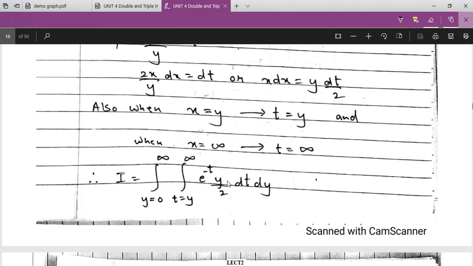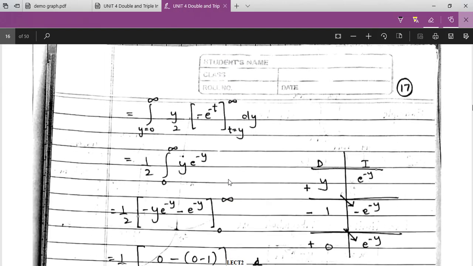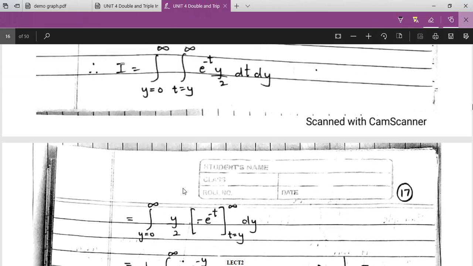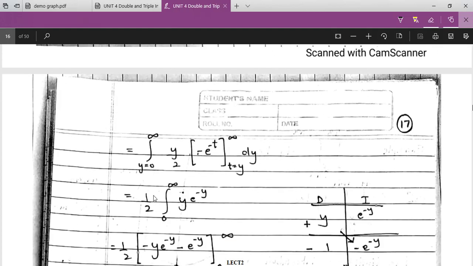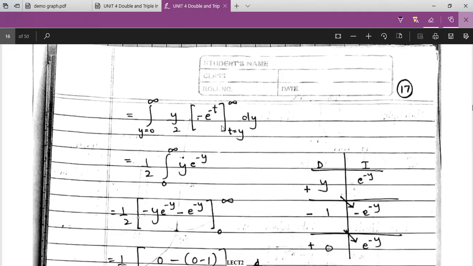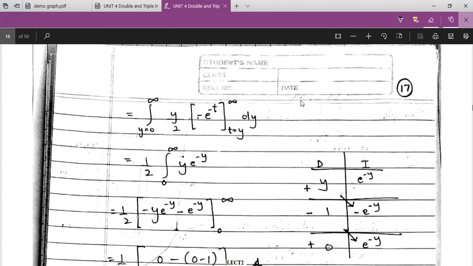Fine. And now if I integrate this with t, this turns out to be y by 2 into minus e raised to minus t over the limit t is equal to y to infinity into dy. So this 1 by 2 I will take it outside. So this turns out to be y e raised to minus y. Fine. Because e power minus t, I can write it as 1 divided by e raised to t. So upper limit 1 divided by e raised to infinity is 0, and this turns out to be e raised to minus y. Fine. In place of t you are substituting minus y, and this minus and the other minus turns out to be plus, right? Upper limit minus lower limit, this minus sign is still outside and it gets multiplied inside and it becomes plus, and so is this y e raised to y.